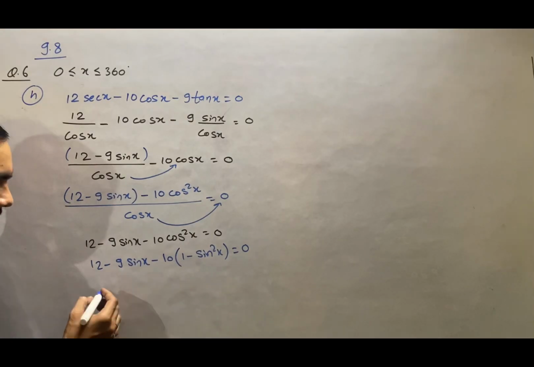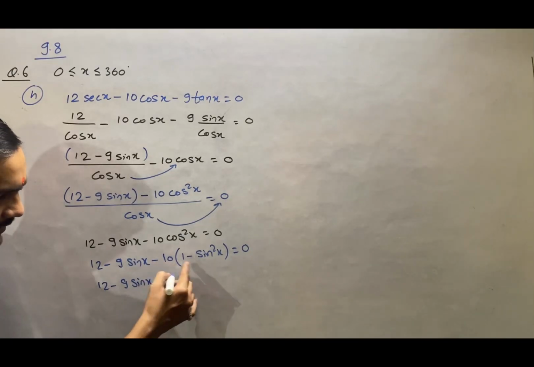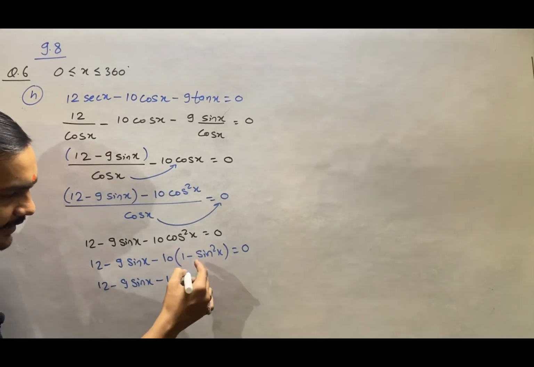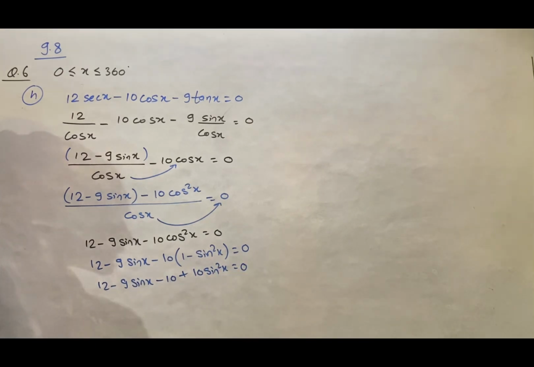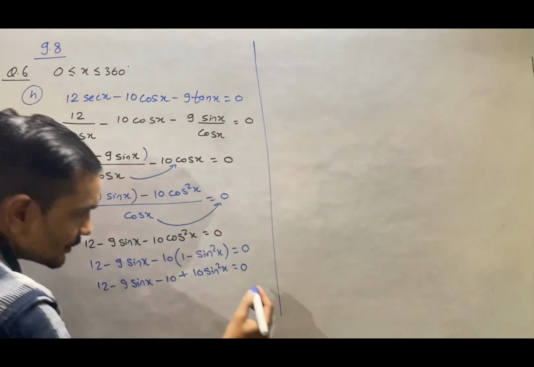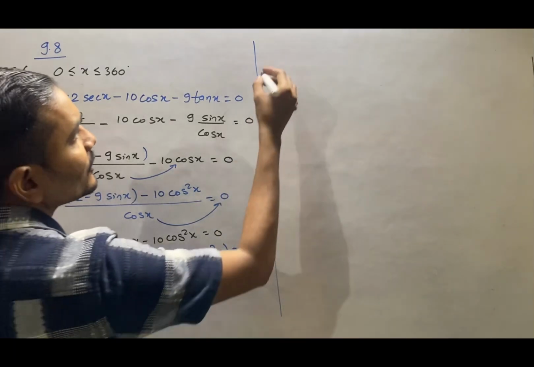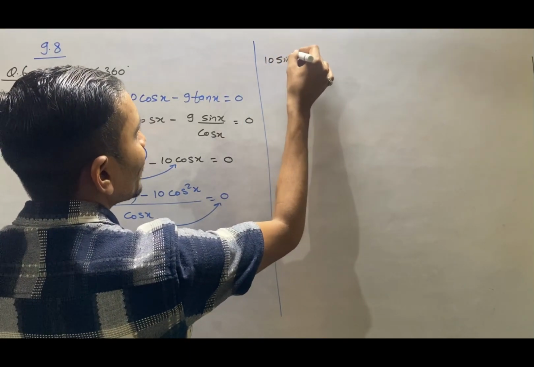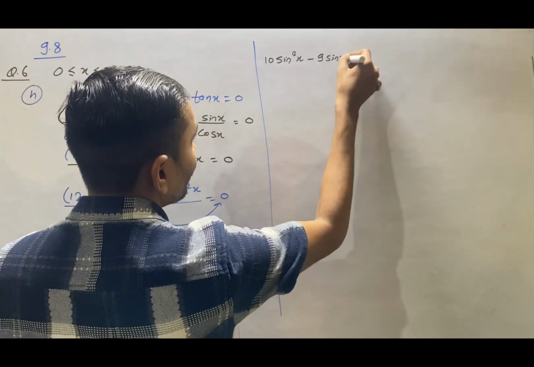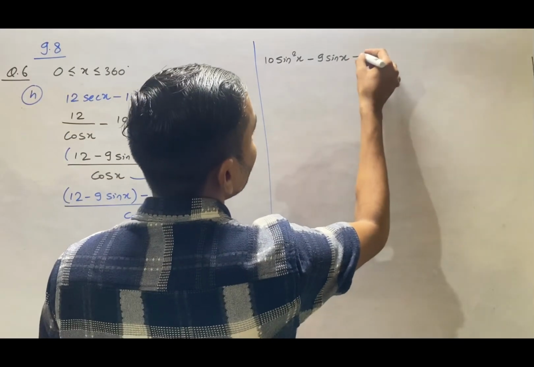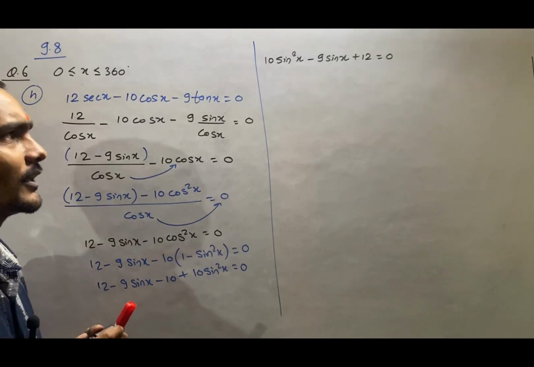So now let's multiply by this 10. So 12 minus 9 sine of x minus 10, and if we multiply negative negative positive, plus 10 sine square of x equals 0. Let's arrange the given equation. So we will write the square part first. So we can say 10 sine square of x, then the sine part, minus 9 sine of x, then plus 12, that equals 0. Sorry, we can't take anything common in this.